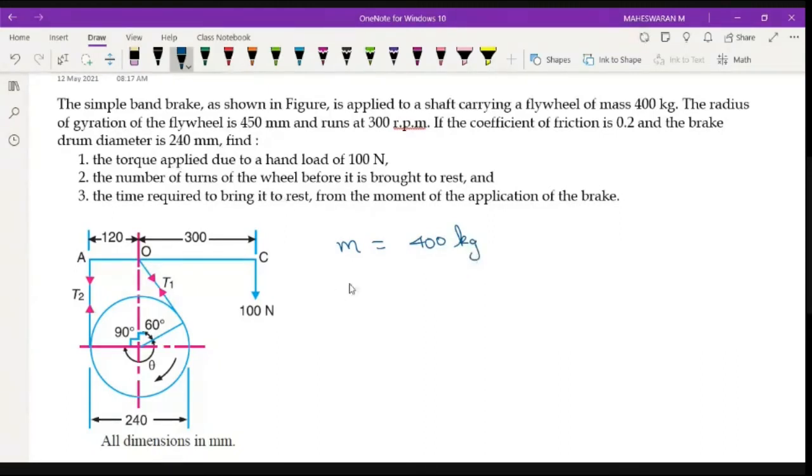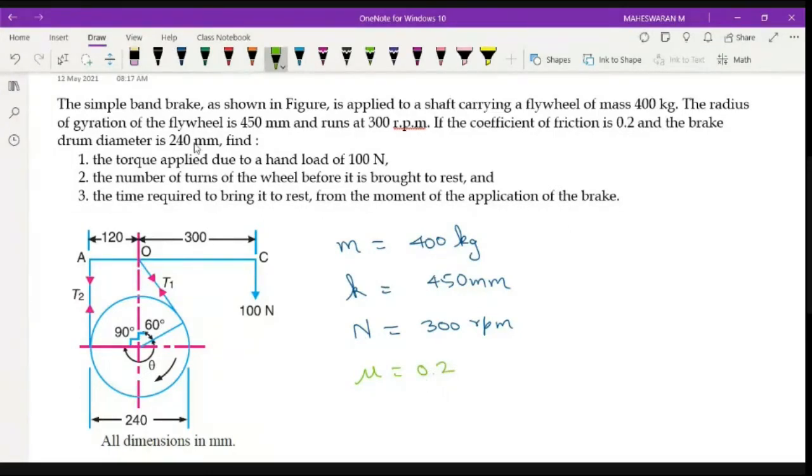Radius of gyration is given. Usually we call radius of gyration as k, small k. So small k is equal to 450 mm. Speed is given, n equal to 300 rpm. And of course the other data, coefficient of friction mu is 0.2.